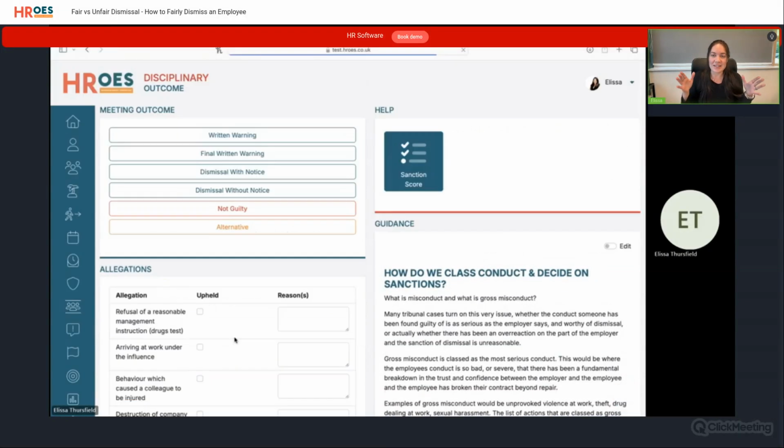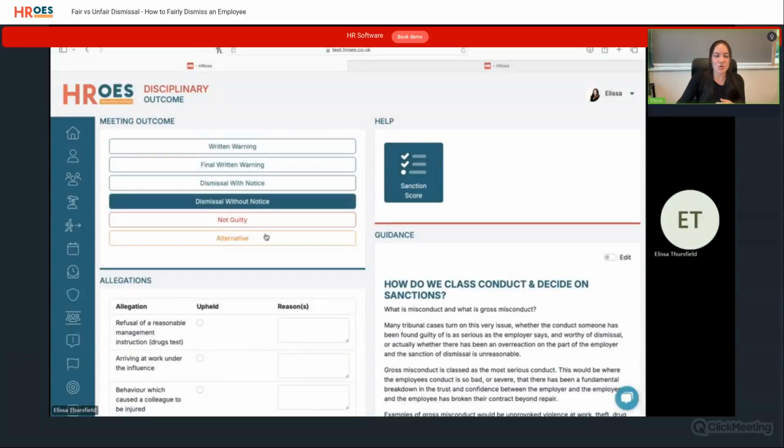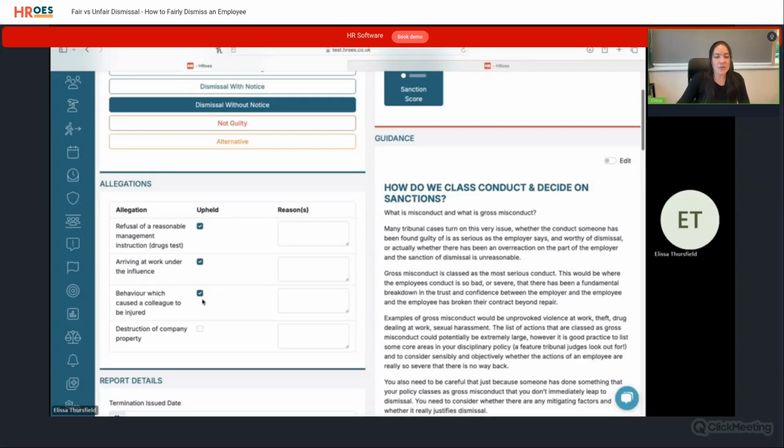So what it's doing is tying you down to making sure that you are being compliant with what you are doing. So we've then got the ability to select the sanction. So here we're saying dismissal without notice. We've already been through the disciplinary decider. So there's your button there that takes you so that you can check to make sure that the system agrees that the decision is as serious as we think it is. We've then got the list of allegations. So we can say if it's upheld or not, and we're going to give our reasons.